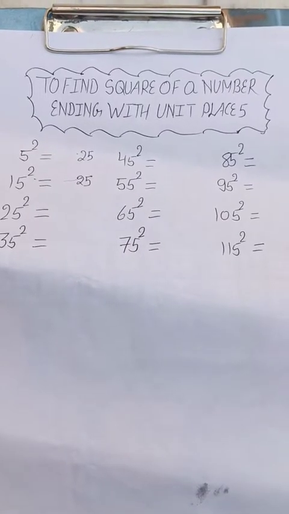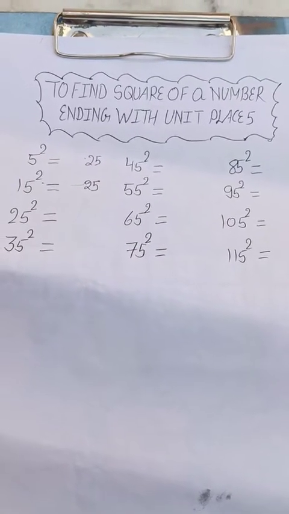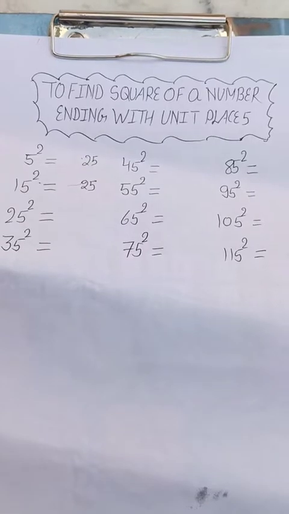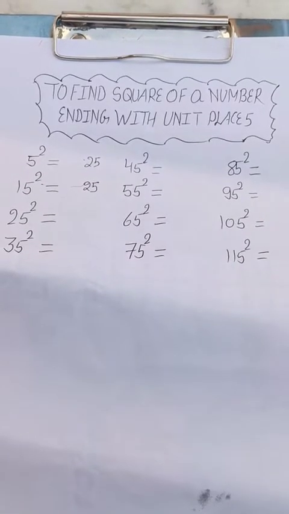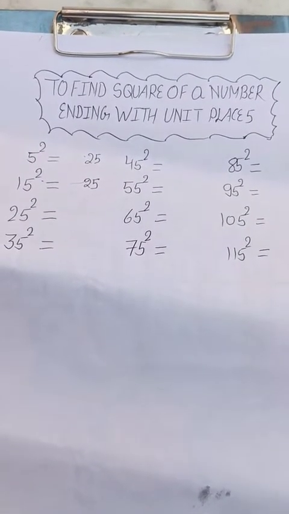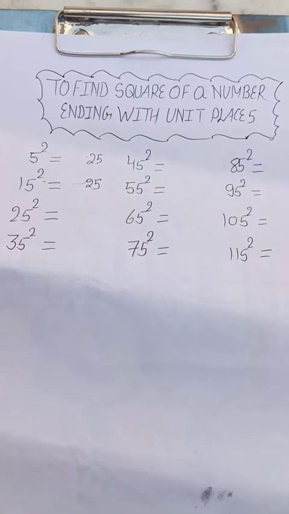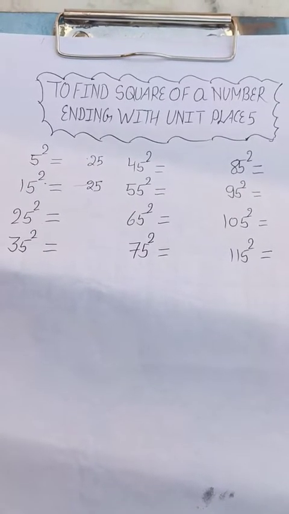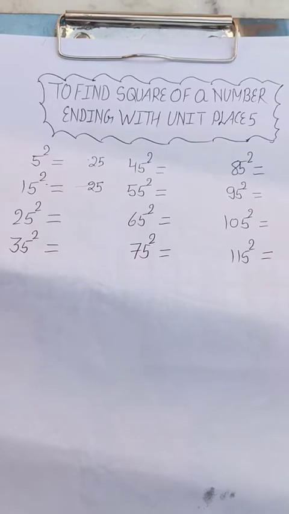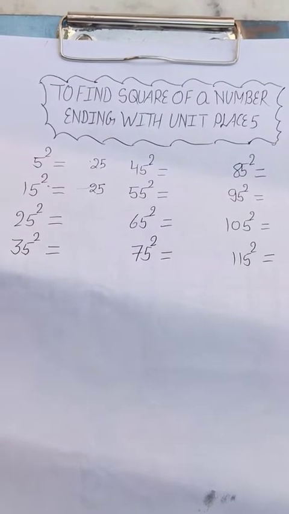Students, in today's topic we will discuss how to find the square of a number ending with unit place 5. We will discuss a trick, and with the help of this trick you can easily find the square of a number having unit place 5 in just 2 seconds.